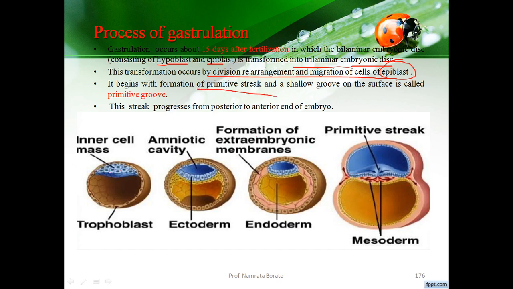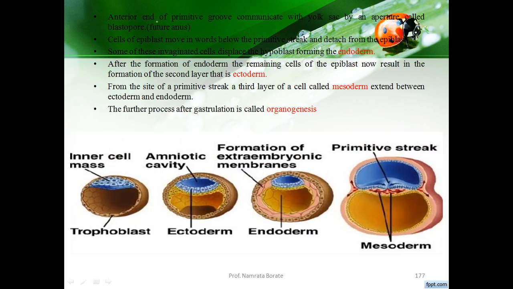So you can see here, this is the primitive streak itself. There is a formation of a shallow groove on the surface. That's the primitive groove. And this streak progresses from the anterior to the posterior end of the embryo. Afterward, the anterior end of the primitive groove communicates with the yolk sac. Meaning this groove communicates with which region? This region, which is the yolk sac.